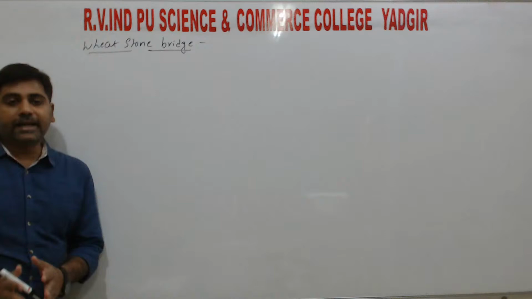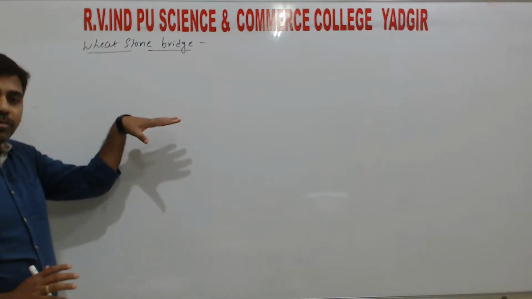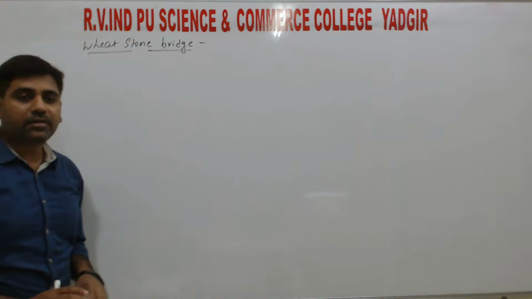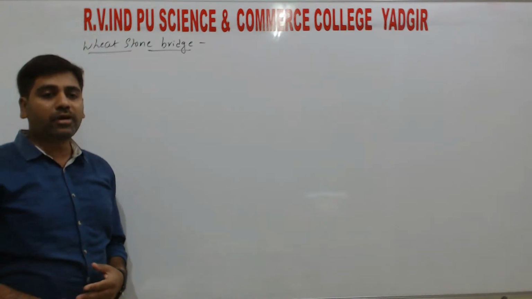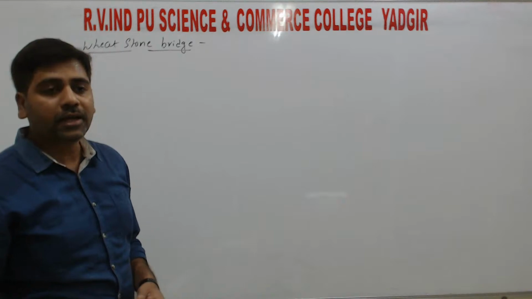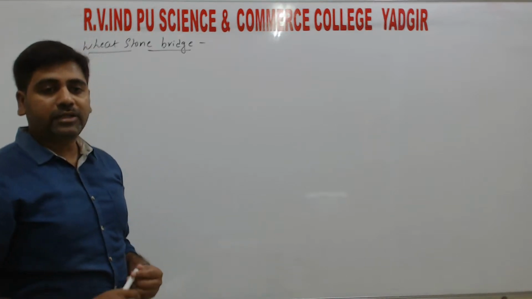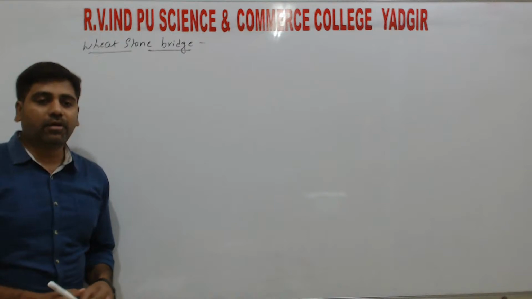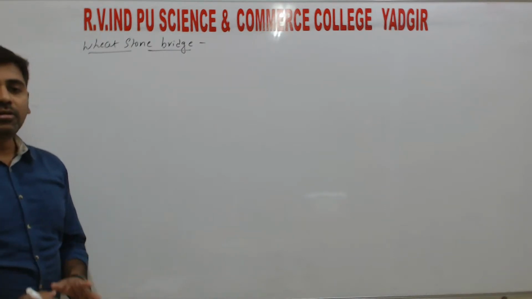A Wheatstone bridge is a device of 4 resistances, right? The Wheatstone bridge or Wheatstone network is a device. It has 4 resistances, and it is used to measure an unknown resistance in terms of the other 3 resistances. That gives the definition of the Wheatstone bridge or Wheatstone network.